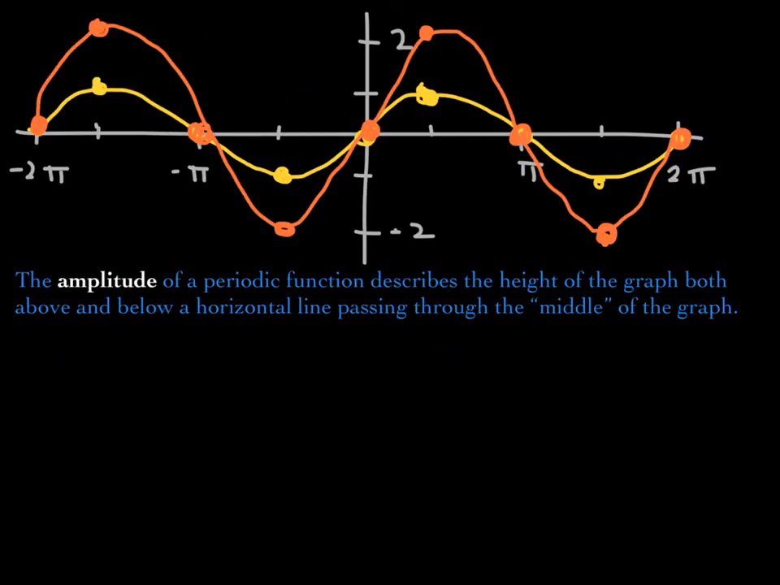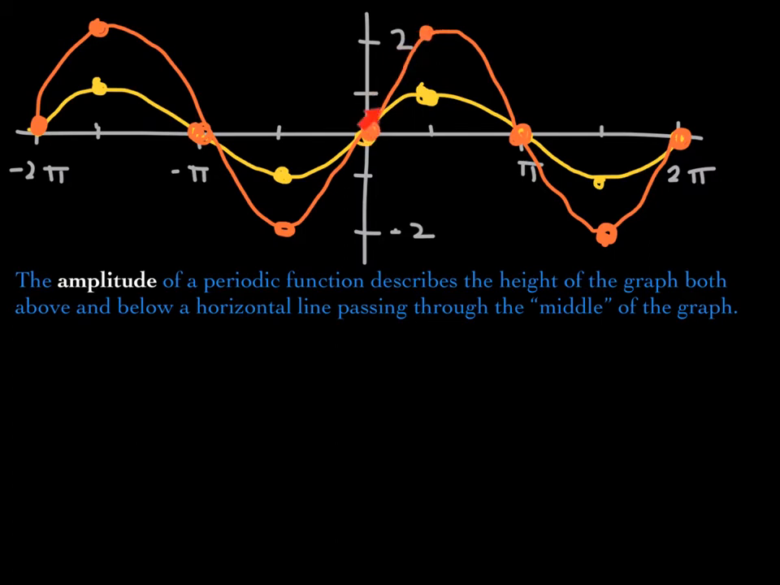The amplitude, so here's a definition. The amplitude of a periodic function describes the height of the graph, both above and below a horizontal line passing through the middle of the graph. So here, the line going right through the middle of the graph happens to be the x-axis. The x-axis is cutting this graph in half, going right through the middle. The amplitude is the height of the graph above this line. So above the x-axis is 2 units. That's the amplitude of this graph.